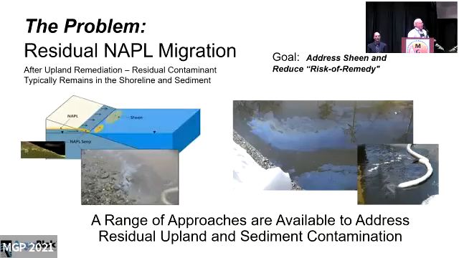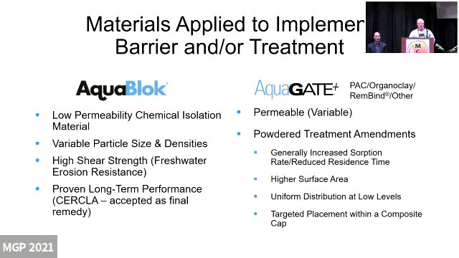Overall here, we're trying to reduce the risk of remedy. We're trying to implement materials that maybe help you reduce the risk of remedy. These tend to be fairly significant remediation efforts that are pretty expensive. So I'm just going to talk about a range of different approaches that may help us accomplish that. So first, as it relates to materials specifically, there are two types of materials, and I'm not just going to talk about our materials. I'm going to mention some other approaches as well.